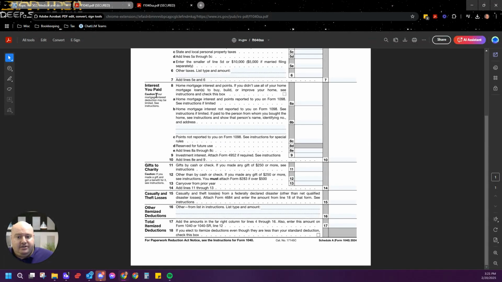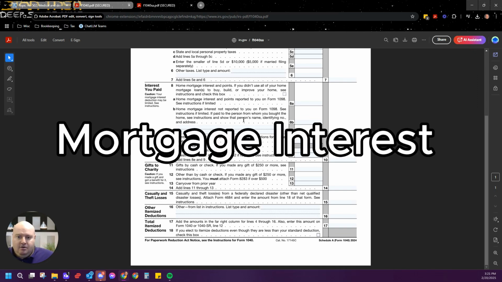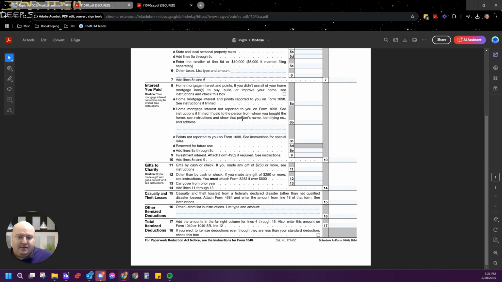Next, we've got interest you paid. So basically mortgage interest. You own a home, you pay your mortgage payment every month. The interest portion of that payment is deductible on taxes. So you would list them here, whatever amount you paid in interest, not the principal, the interest. You get to deduct the interest portion.